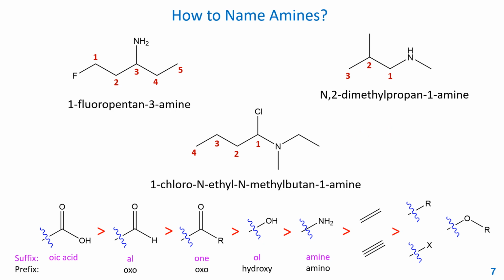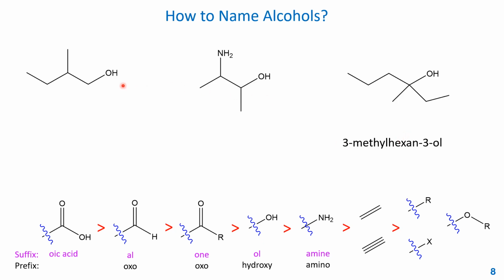Now let's talk about the alcohol. The alcohol has a functional group, the hydroxyl group, here. This is a primary alcohol because it is connected to a primary carbon. That's a secondary alcohol, that's a secondary carbon. That's a tertiary alcohol, that's a tertiary carbon here.